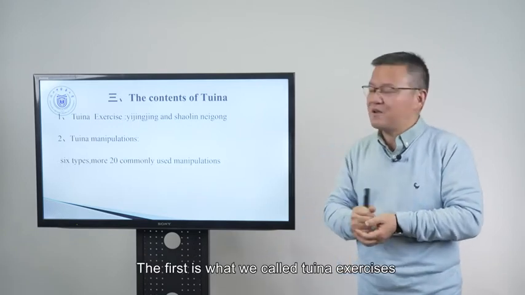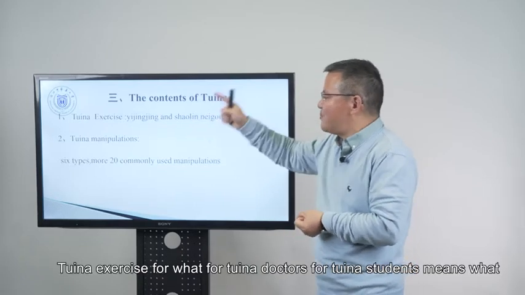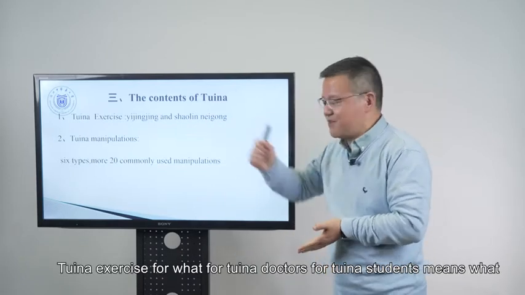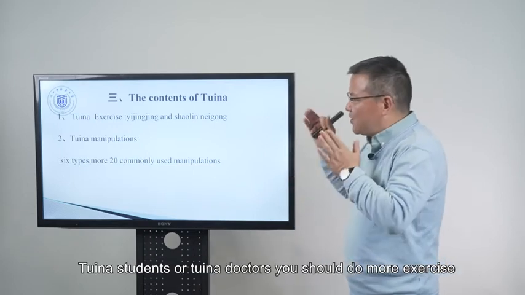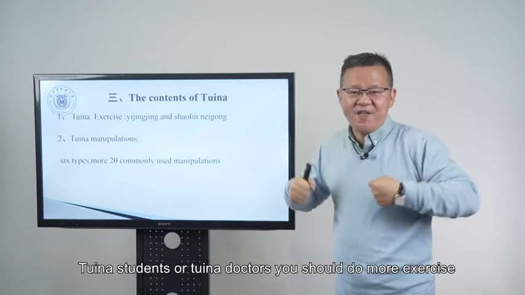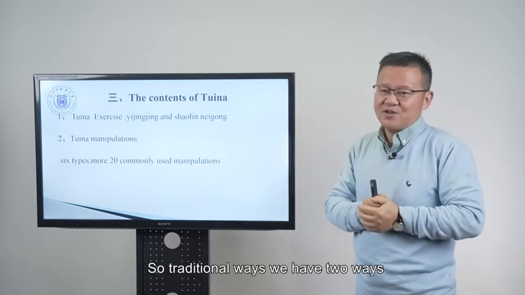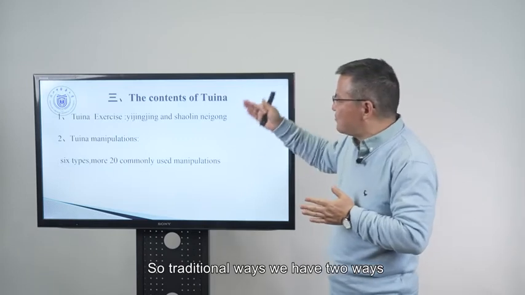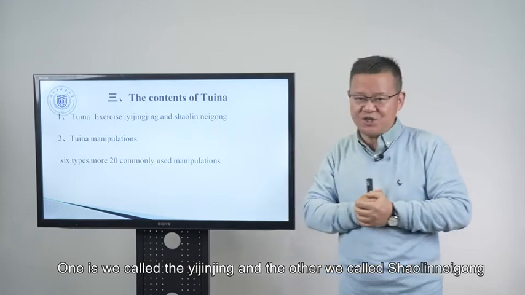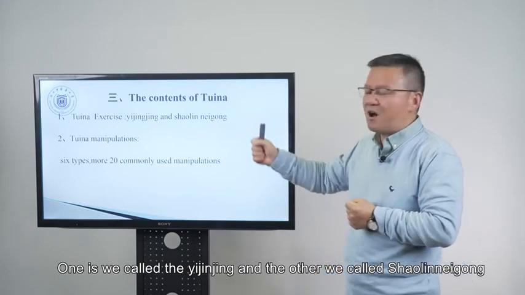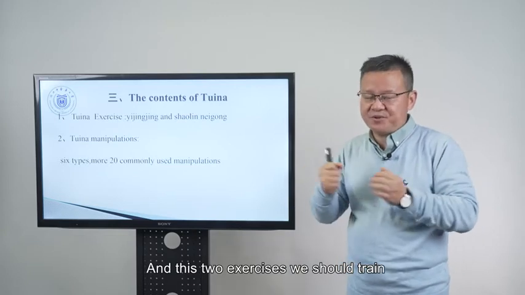The first is what we call the Tuina exercises. Tuina exercises are for whom? For Tuina doctors and Tuina students. It means Tuina students or doctors should do more exercise and be stronger. In the traditional way, we have two ways. One is what we call the Yi Jin Jing. Another we call the Shaolin Nei Gong. These are two things we should exercise and train.